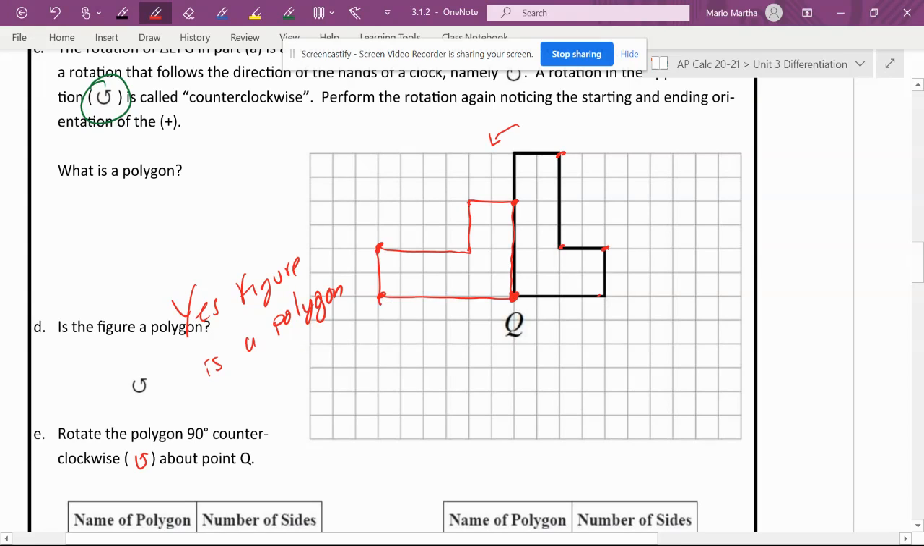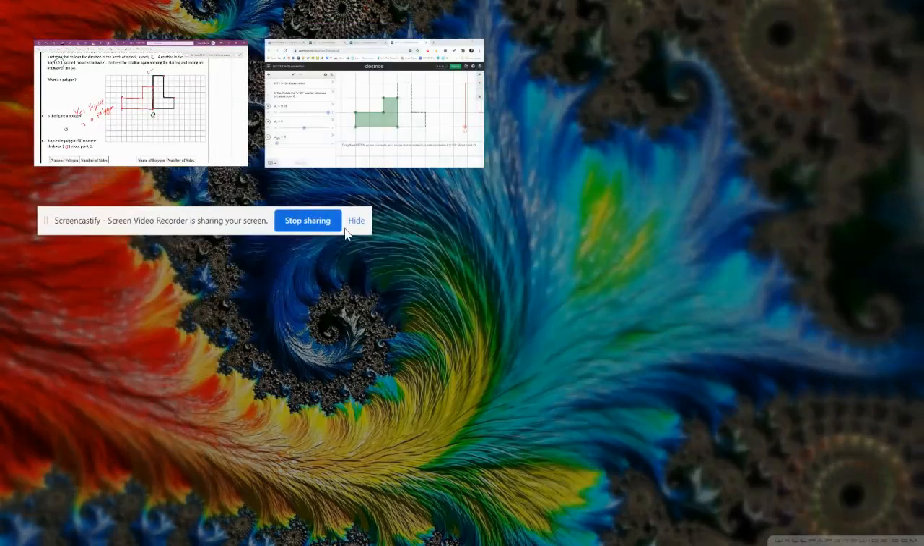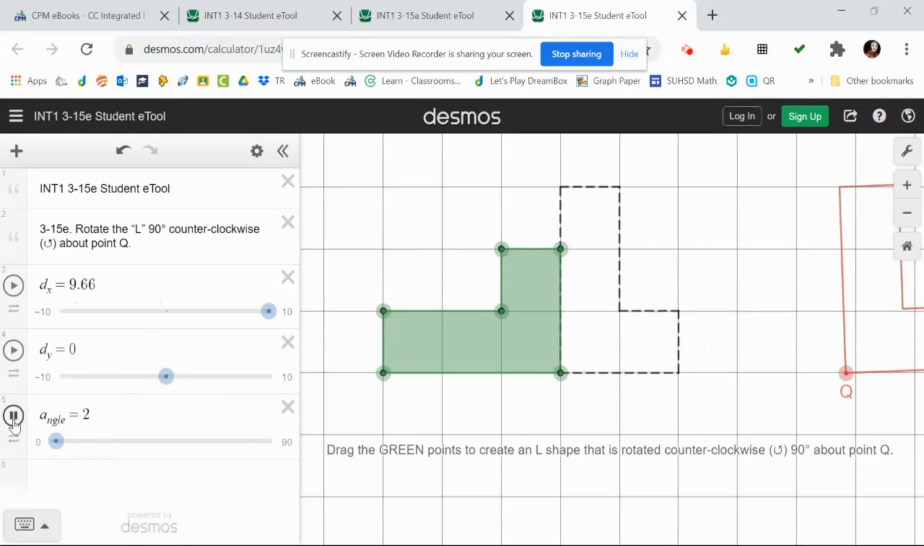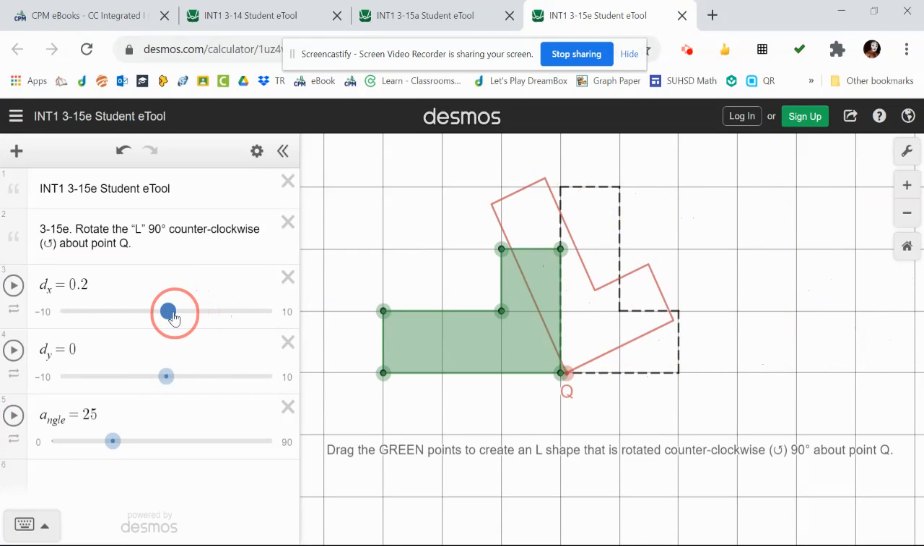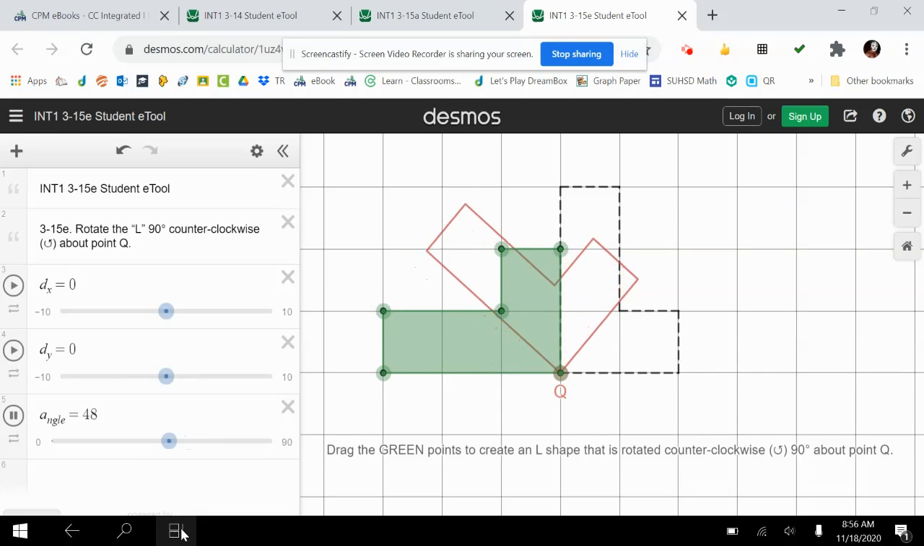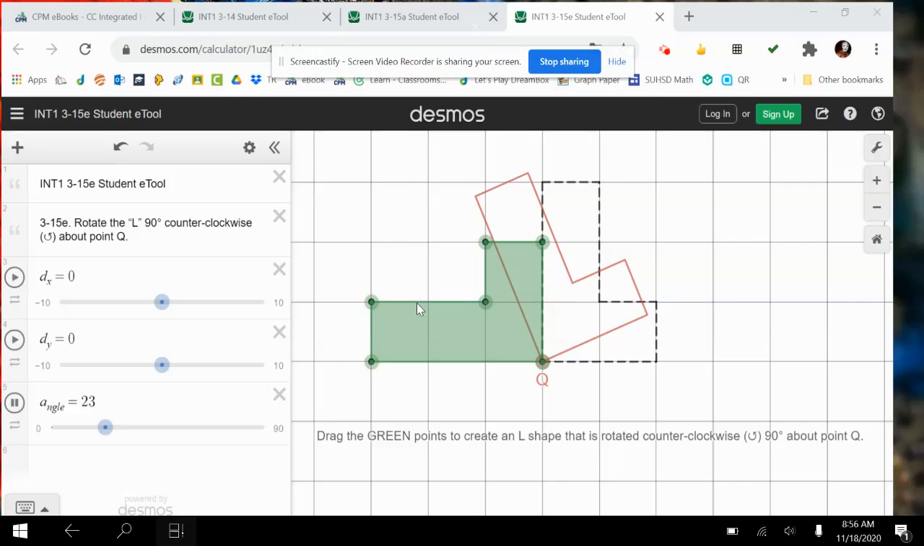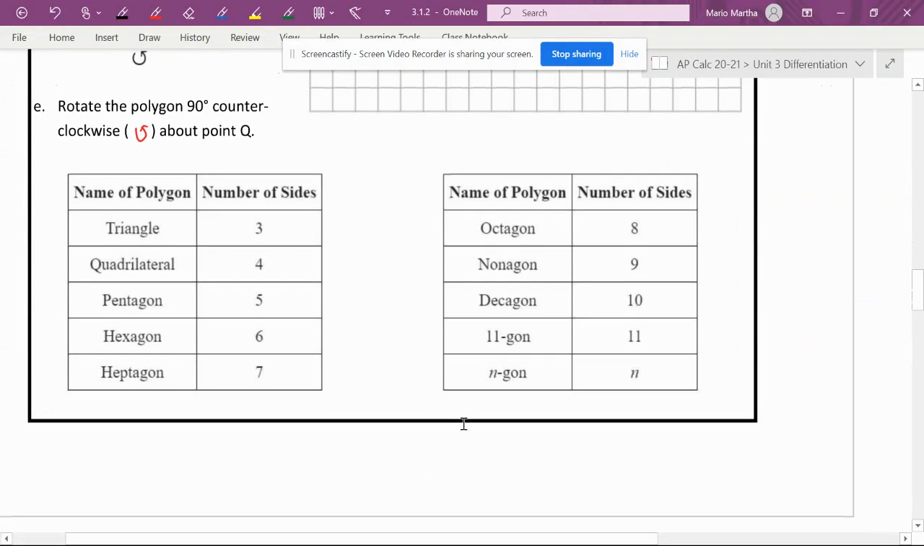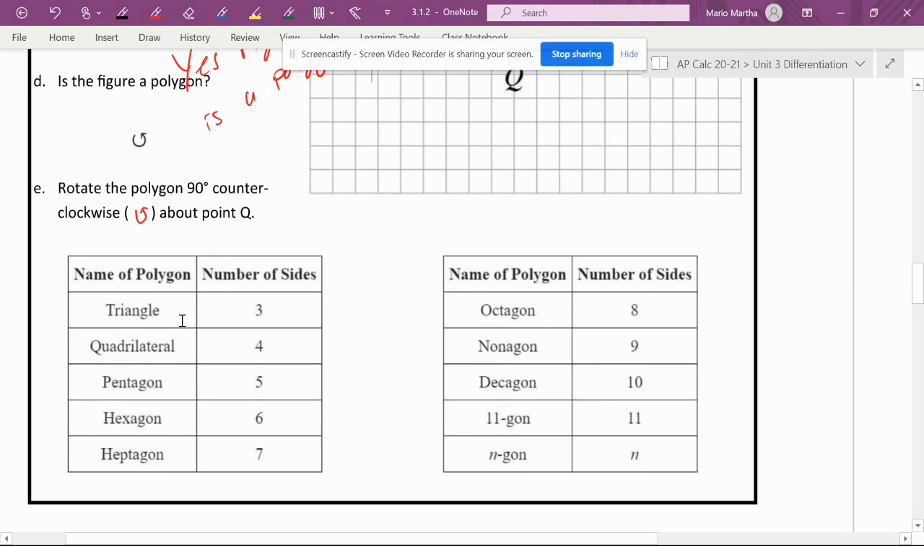And again, you can always double check your work, right, using the app. So right there. Let me take this back to where we were. Okay. So if we rotate it right there, you guys can see we exactly have the same shape. And then this is just for your information. Again, name of the polygon and the number of sides of each polygon.